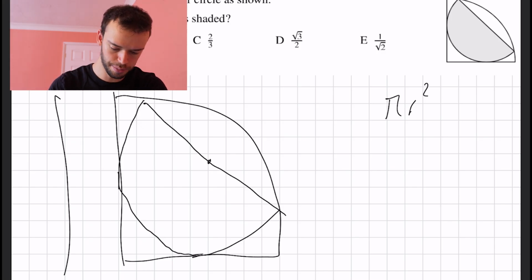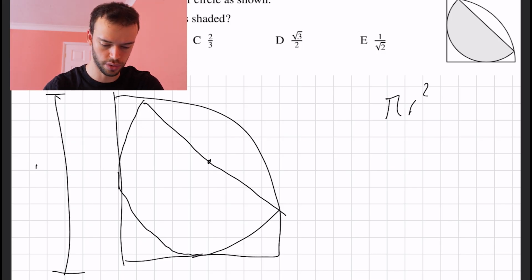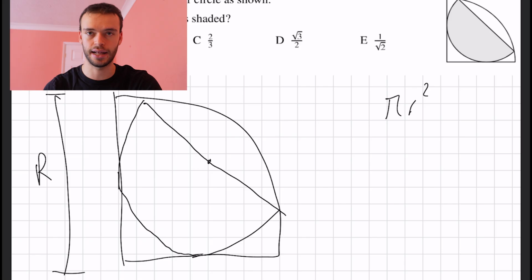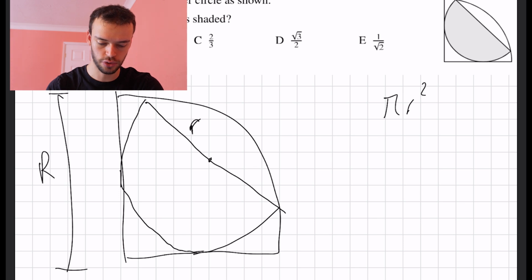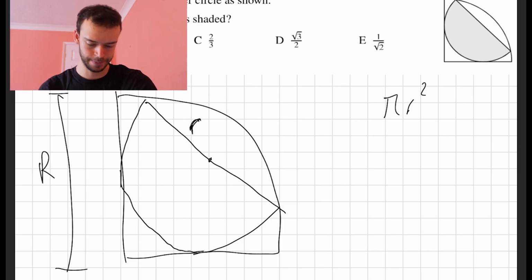We're going to have one big radius, which we'll call capital R, and that's the length of one side of this quarter circle. We're also going to have a little radius, this one, for our semicircle. So we've got two different radii in our question. Okay, but where do we go from here?